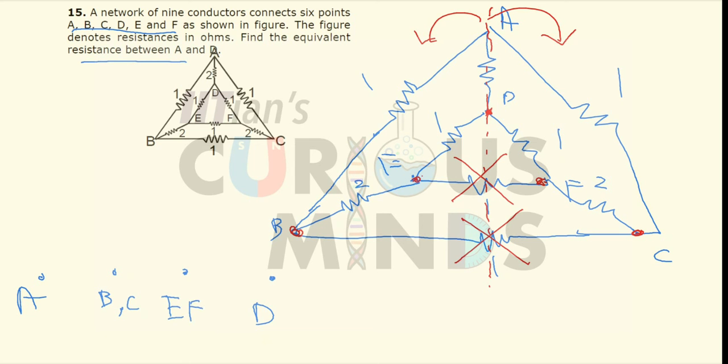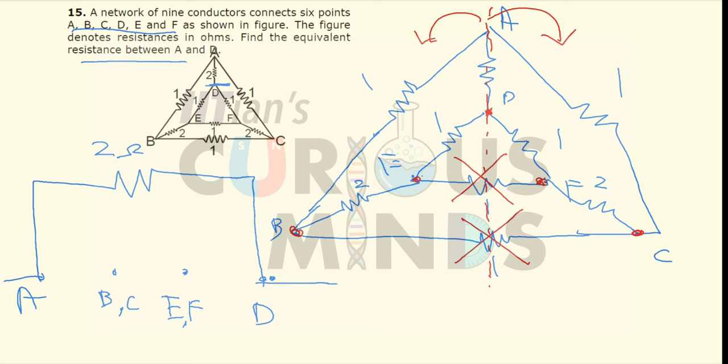Let me draw the given resistors between point A and D, between point B and C, and D and E and so on. E and F are at equal potential. First of all, between A and D there is one 2 ohm resistance. I will connect it somewhere over here. Between point A and D there will be a 2 ohm resistance.